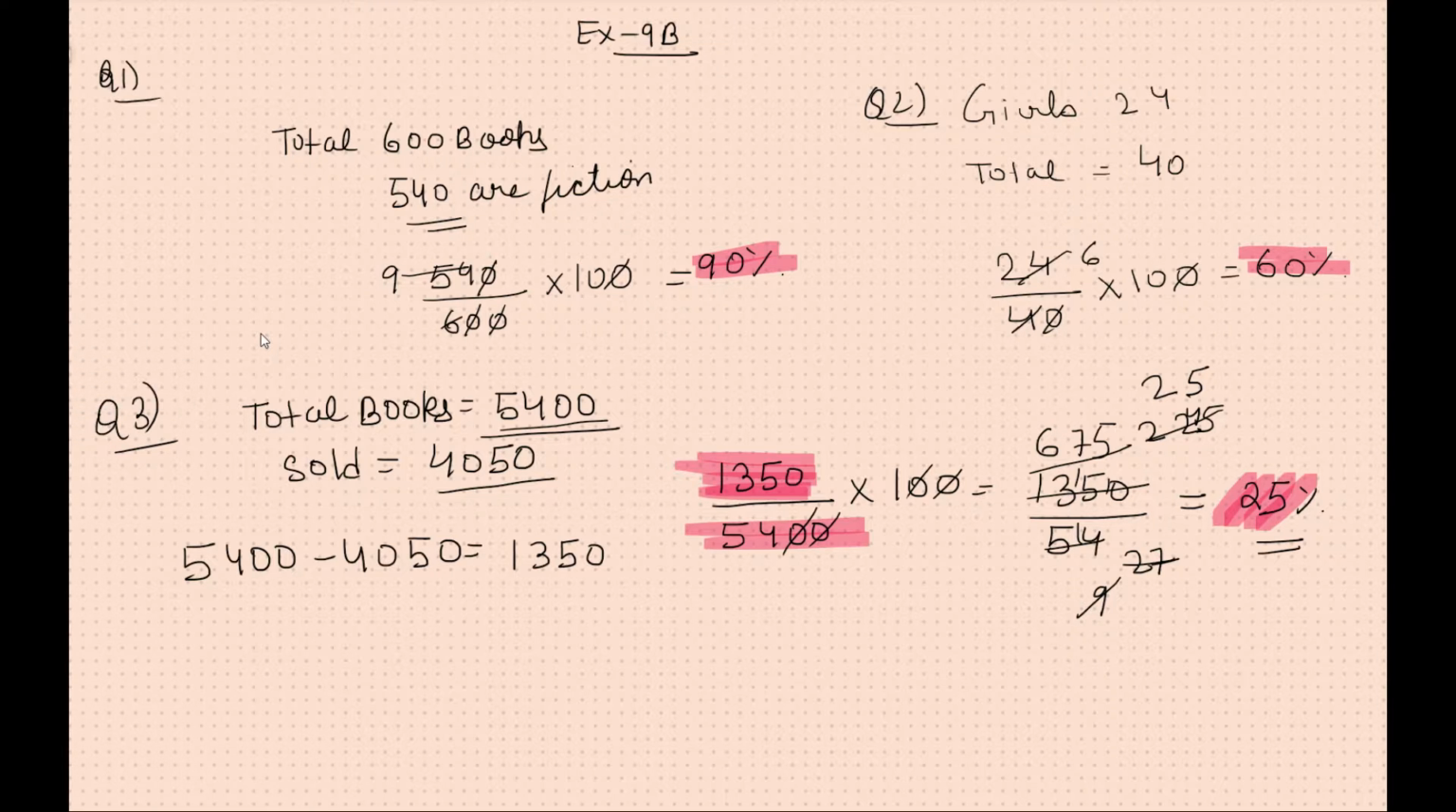Okay, now question number 4. An author receives royalty at 7.5% of the selling price of the first 5,000 books. So 5,000 books are sold.